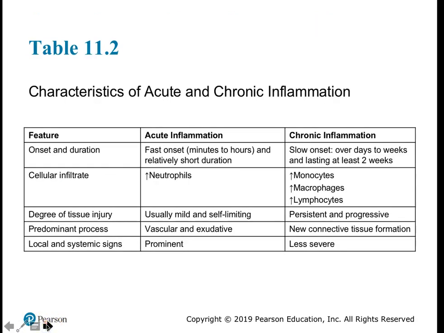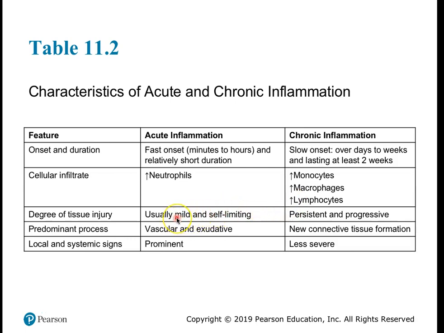The table. So the table is trying to summarize everything that we've gone through in the past few slides. So acute inflammation is fast, chronic inflammation is slow. The main cell type in acute are your neutrophils, they're phagocytes. The main cell type in chronic inflammation are going to be the monocytes, the macrophages, and the lymphocytes.